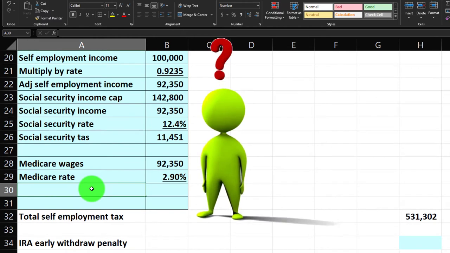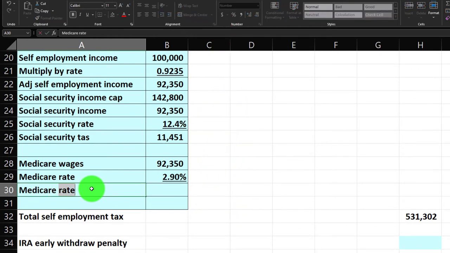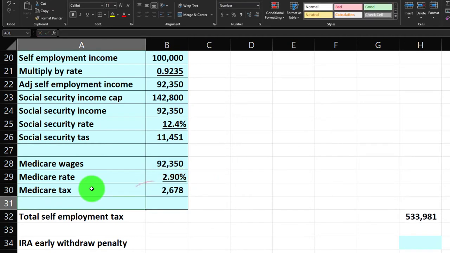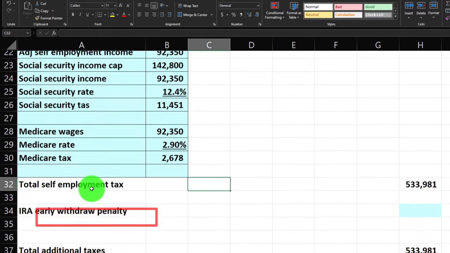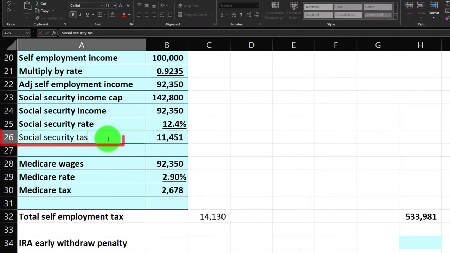Why are you even questioning? I know. So this is going to be the Medicare tax, which is going to be equal to the 92,350 times the 2.9. There we have that. So the self-employment tax then, we'll bring it out to the outside, is going to be equal to the Social Security and Medicare.